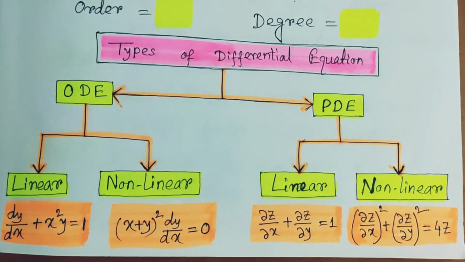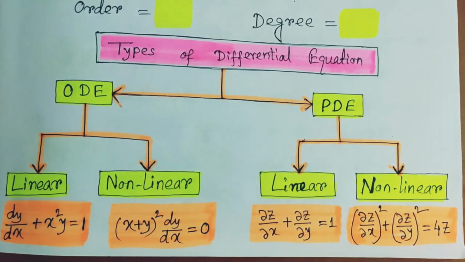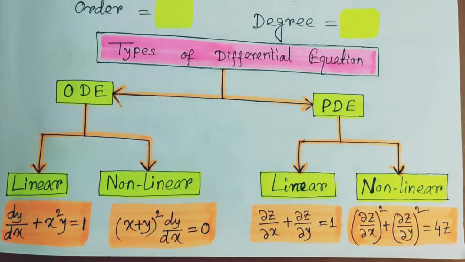An equation is linear when the dependent variable and its derivative appear in the first order only. If not, then it is a non-linear differential equation. For your reference, I shall give you an example. When it is linear, the example is dy/dx + x²y = 1. dy/dx is first order, first degree, and y is the dependent variable which also has power 1. So this one is a linear one.